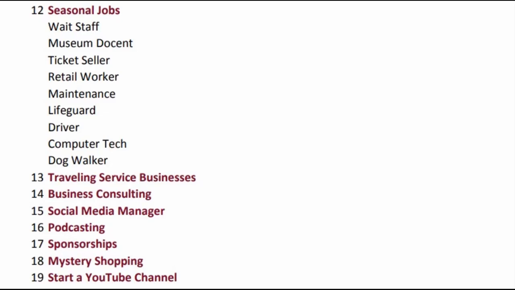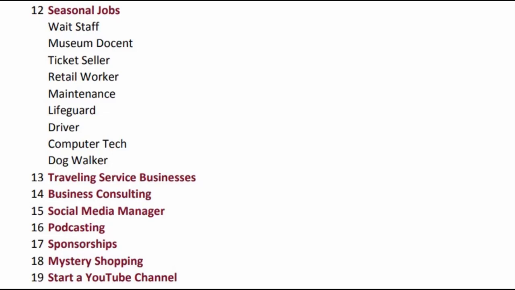Number 15 is a social media manager. As long as you have a phone and an internet connection, you can handle someone else's social media for them and charge them probably a pretty penny. The job category 16 is podcasting. There are a variety of ways that you can make money from podcasting, including job type number 17, by getting a company to sponsor you through advertising. That could be on your podcast, on your website, or in a variety of different ways.